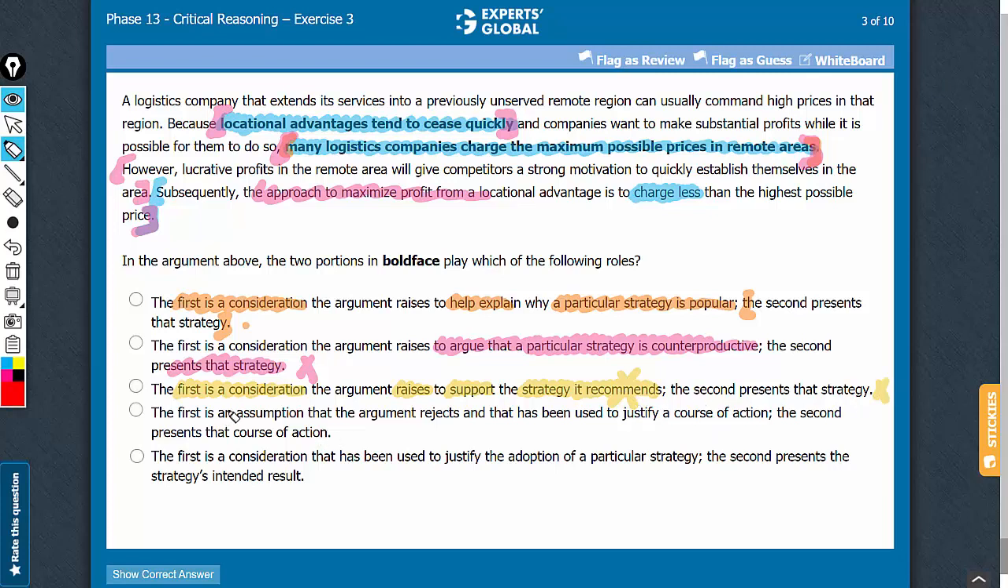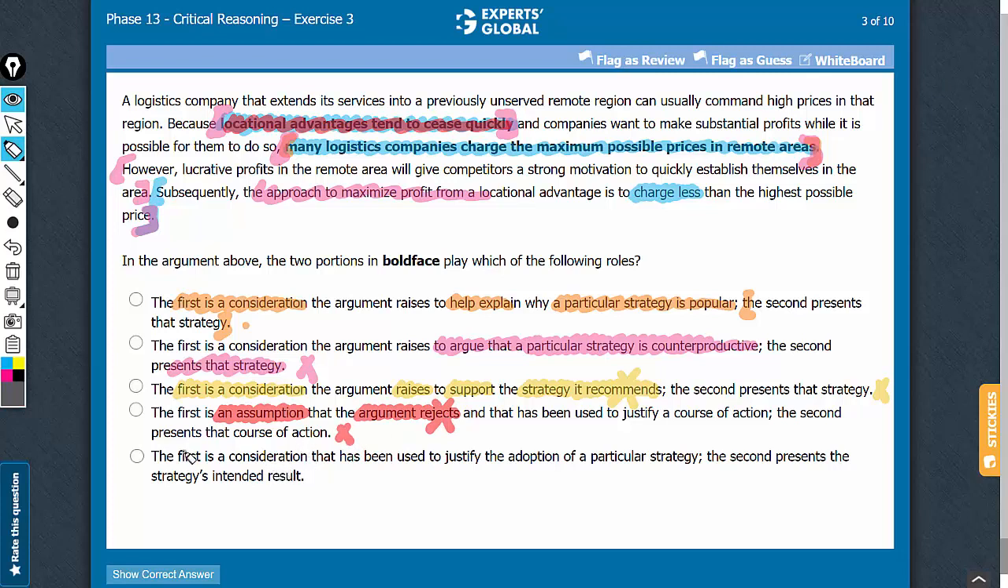No, the first is not an assumption. It is a factual consideration that locational advantages tend to cease quickly. Calling it an assumption is not the best usage, and the argument does not reject this assumption. The argument does not reject this first boldface. So this part is definitely incorrect. This is a deal breaker. Answer choice D should be eliminated. Look at answer choice E now.